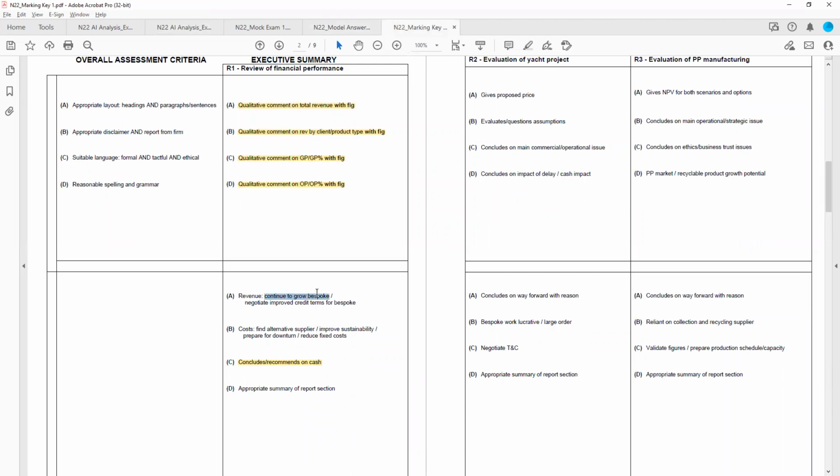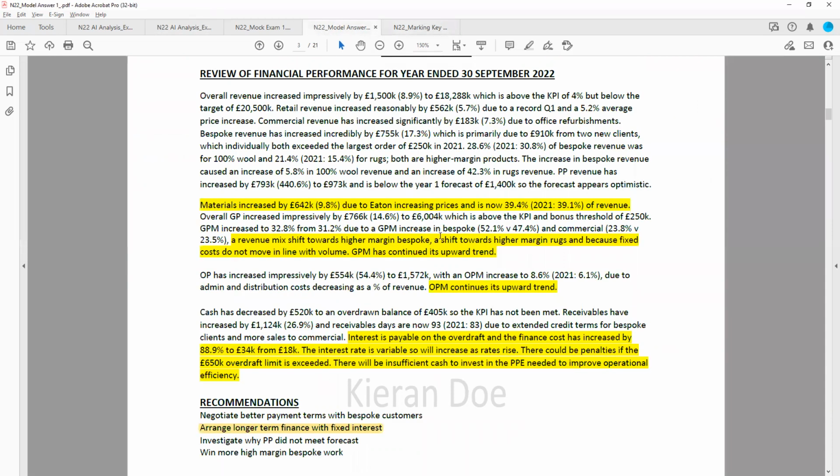So continue to grow bespoke. I think we got that there. Costs, find alternative supplier, reduce fixed costs. I think we got some of those. So actually, that's the way I did it. I added in some additional points and had some recommendations. Unfortunately, the additional points I added in, which of course, as I'm biased, I thought were really good points to add in, add in a bit more on the revenue mix shift. And in past exams, they would be on there. But on this occasion, they weren't.